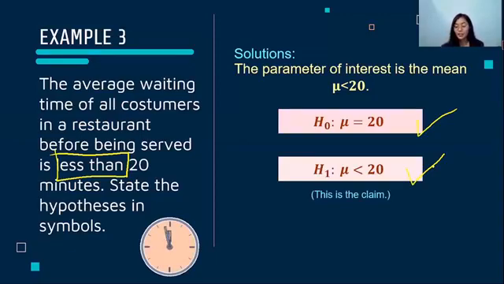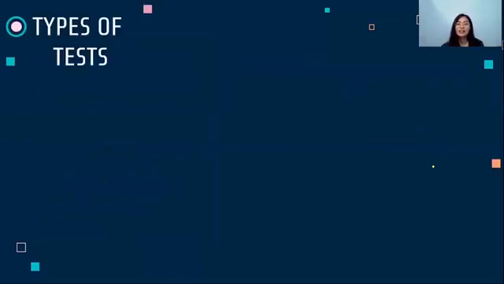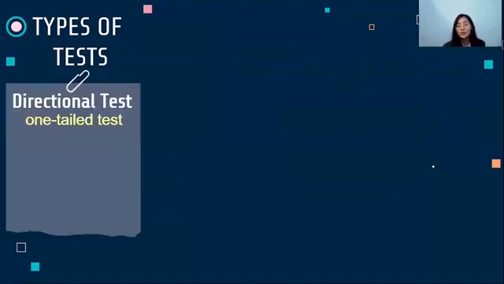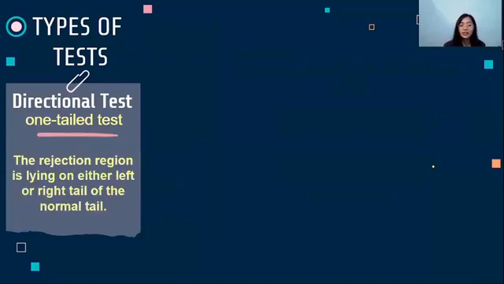To continue our discussion, let's have the types of tests. We have two types of tests, the directional and non-directional test. We can determine whether a test is directional or non-directional by just looking at how our alternative hypothesis is being expressed. So it depends on our given alternative hypothesis. Let's have this first. The directional tests are also known as one-tailed tests. It is when the rejection region lies on either the left or right tail of the normal curve. We have two types of directional test, the right directional test and the left directional test.